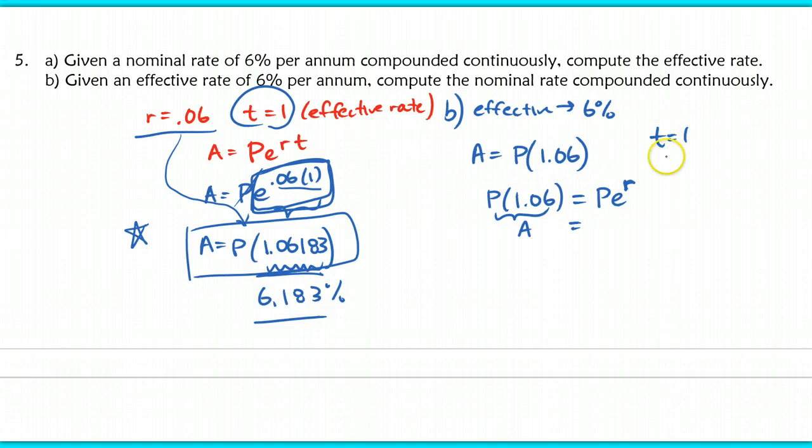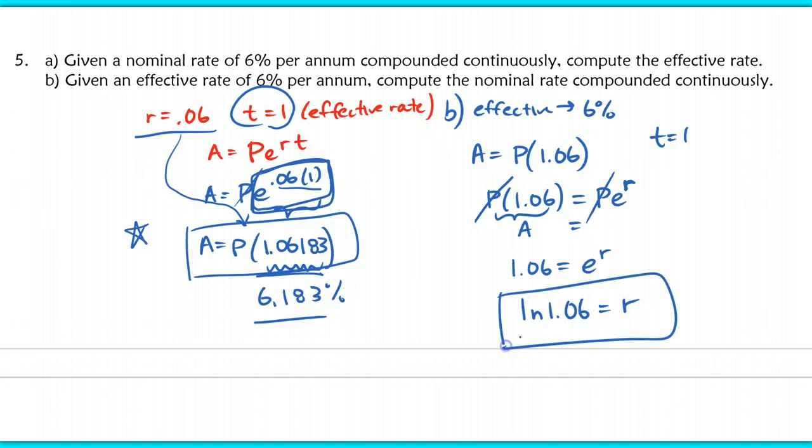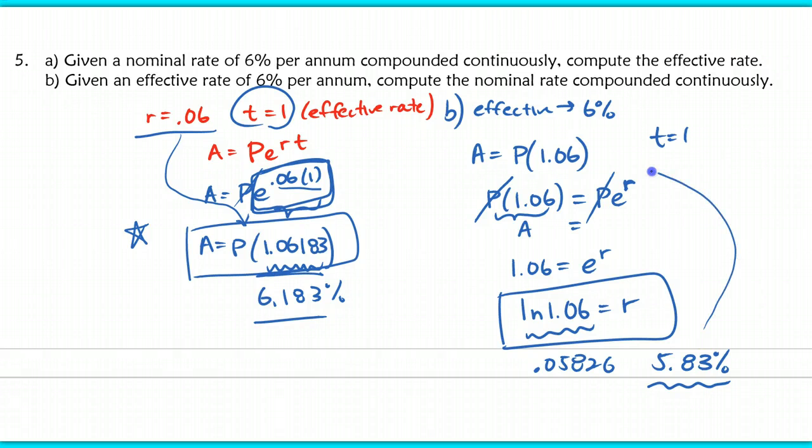An effective rate means that you want to know what the rate is in 1 year, so T is still 1. And we're just solving this. Now, I have P on both sides. This is going to cancel. I have 1.06 equaling E to the R. If I want to solve for the rate here, I'm just going to take the natural log of both sides. And I'm left with the natural log of 1.06 equaling my rate. This is my rate right here, and this is 0.05826, which ends up giving me 5.83%, which is really good, I know that my answer is reasonable because it is less than my effective rate.